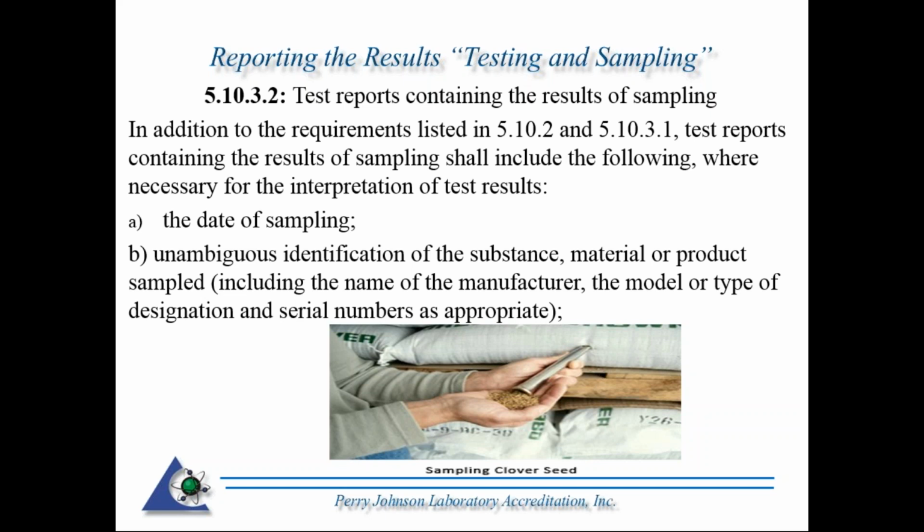So in addition to the requirements listed in what we just went over, 510.2 and 510.3.1, test reports containing the results of sampling shall include the following where necessary for the interpretation of test results. A, the date of sampling. B, the unambiguous identification of substance, materials, or products sampled, including the name and manufacturer, the model or type of designation, and serial number as appropriate.